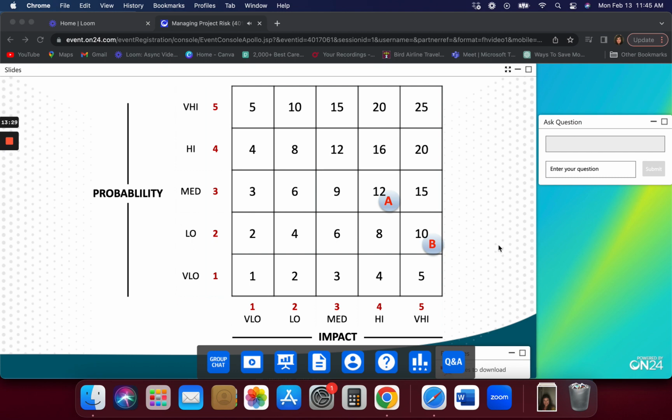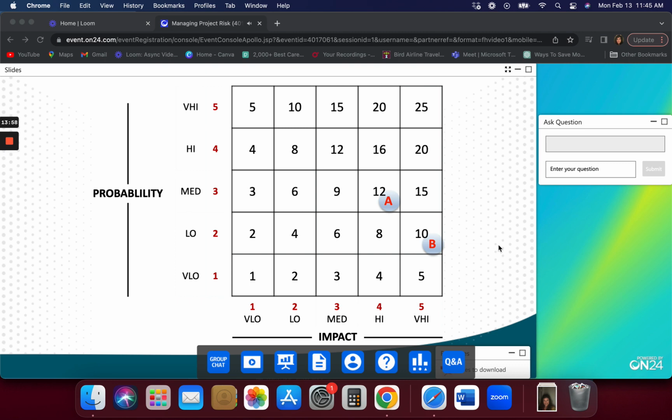But does it make sense that probability and impact carry equal weightings? What are your thoughts about that? What I'd like you to do is to have a look and say, it doesn't matter, or it does matter, and this is the one that's more important.